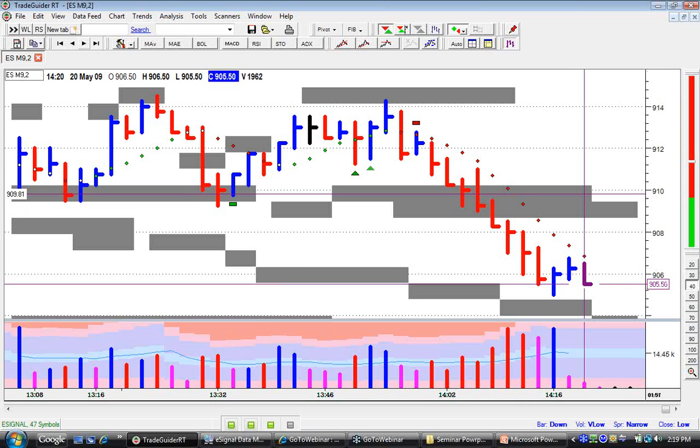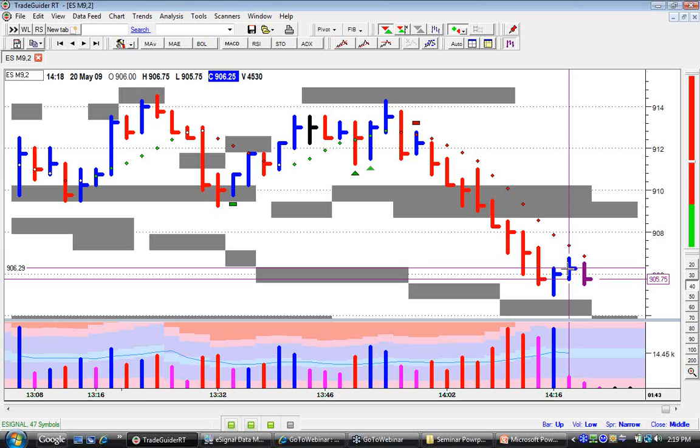Okay, so there's your no demand. It's low volume, very low volume, up bar, close in the middle, narrow spread. That should come off. I've just taken a short there, and I've gone in, just so you know. $905.50 I'm in at.